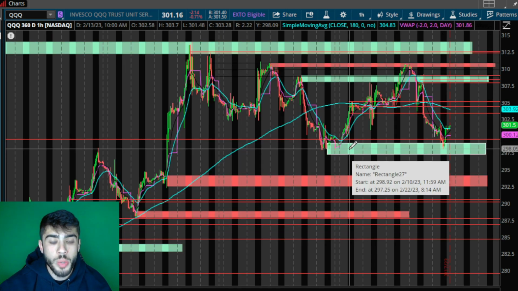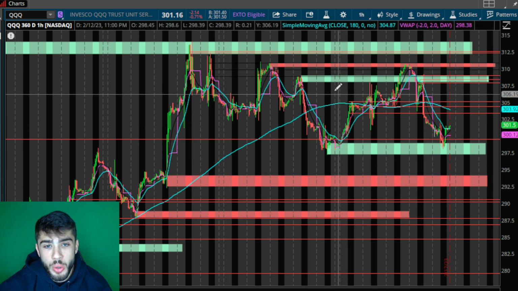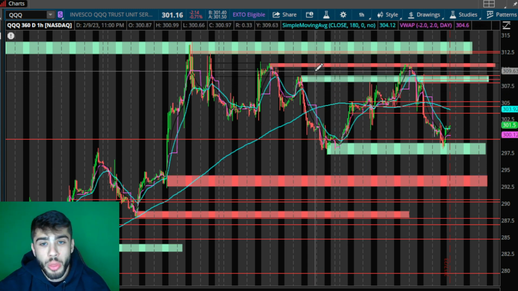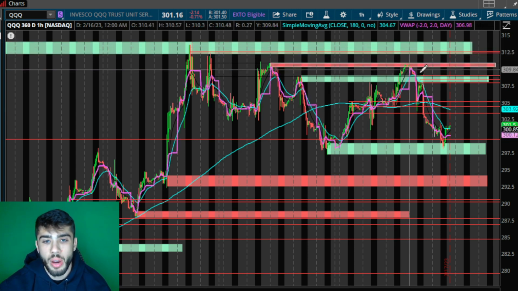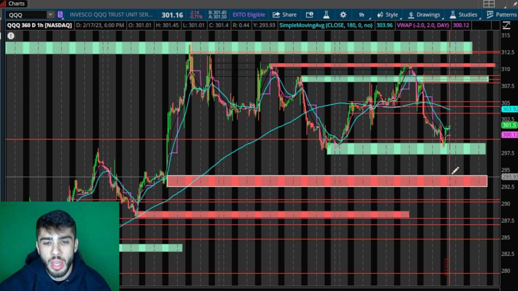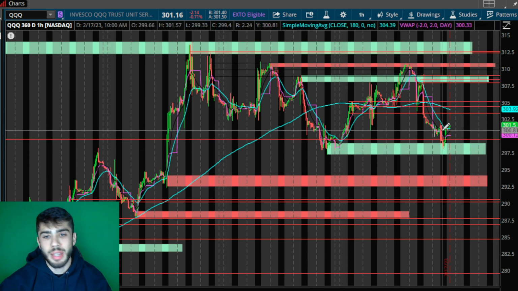Looking at QQQ this week, my demand zones are at 298, 293, and my supply zones are above 308, 310, and potentially a high of 313 to 312 area. These are my zones for this week. Now, you might be seeing all these lines on my charts, all these zones, and you might be like, this is crazy, this looks stupid, but it works.